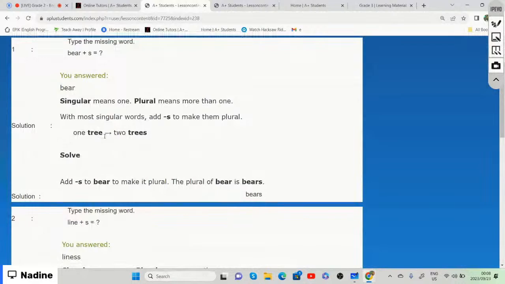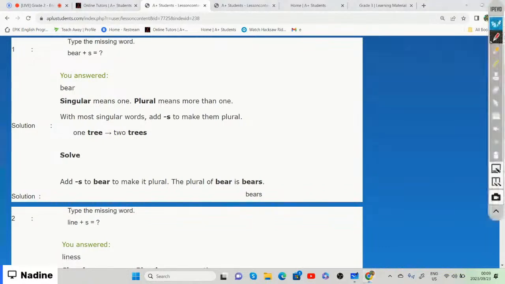Okay, so once again, we said singular means one and plural means more than one. And we said that if we want to make a word plural, to show that there's more than one, we can just add an S to the singular form, and then the word will change to show that there is now more than one. And we made an example of one tree. One tree is singular. But now if there's more than one tree and we add an S, so there's 2 trees now.